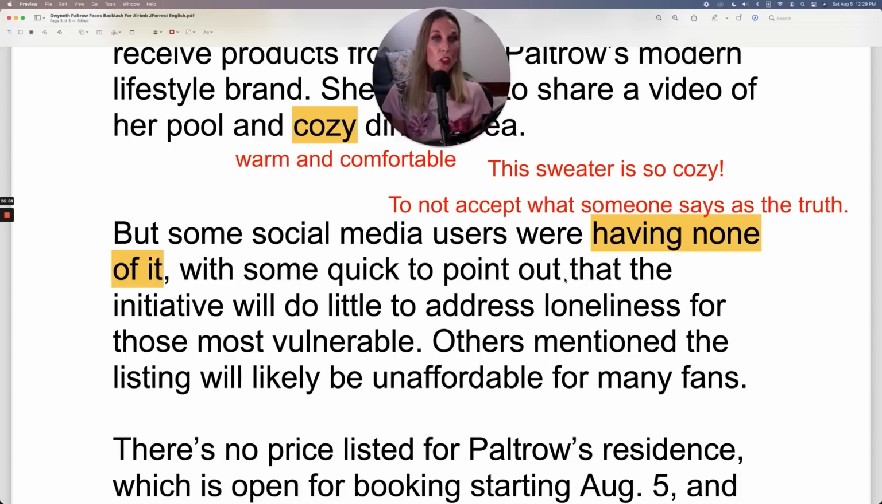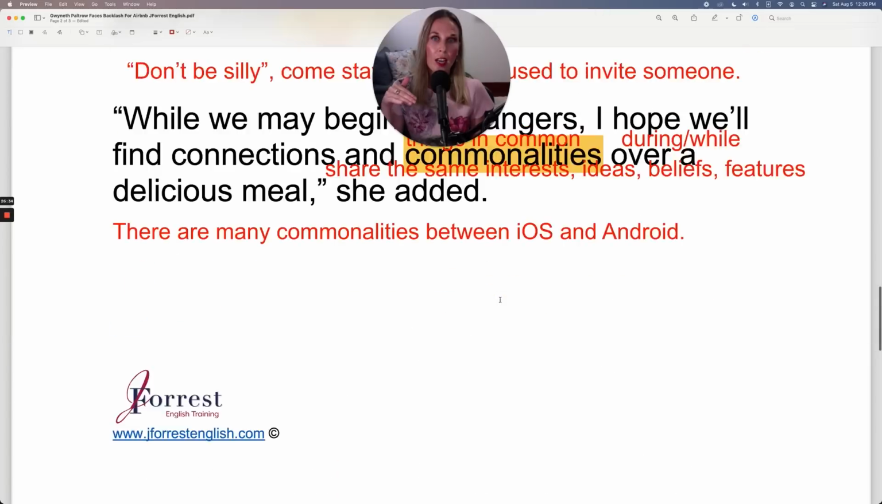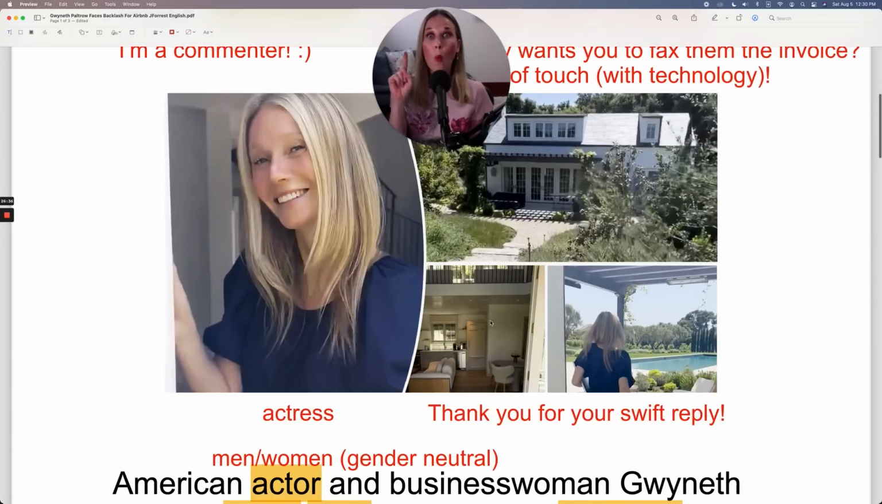With some quick to point out, when you point something out, you draw attention to it, you identify it. So I'll put that there, to identify. And then remember, quick, we also learned what was the other adjective that you can use? With some swift to point out. Swift to point out, quick to point out that the initiative, her initiative of offering her guest home for a one-night stay.